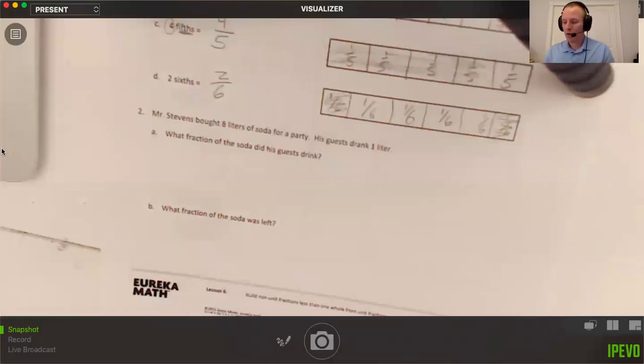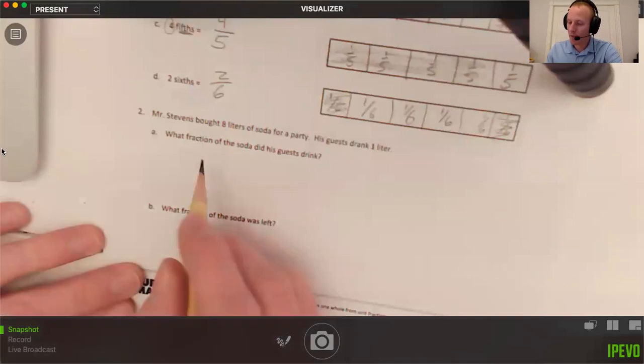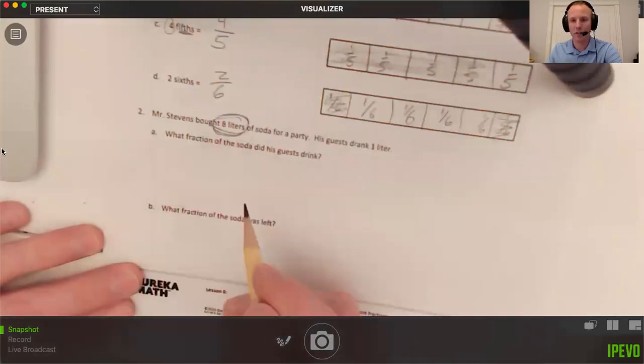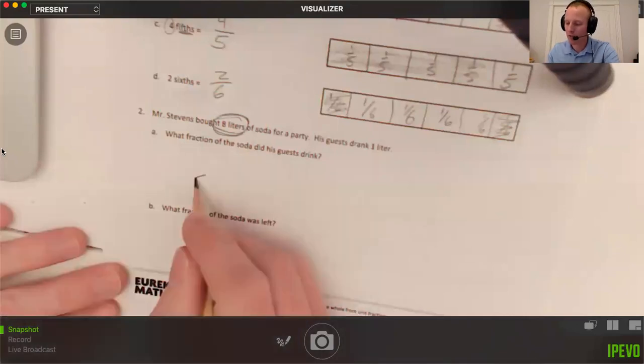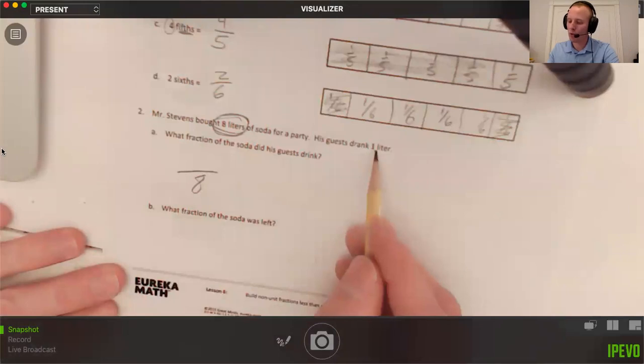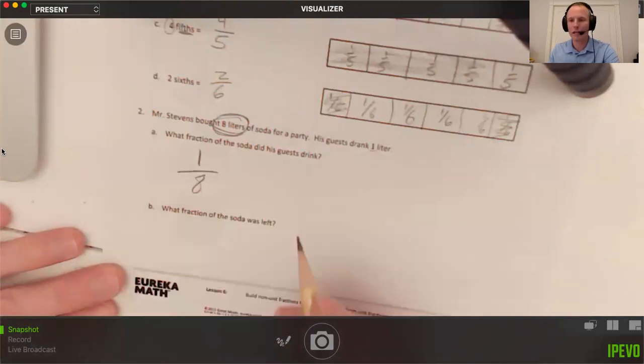So he bought 8 liters. That's our denominator. 8ths is our denominator. That's the total amount, right? The whole amount of soda that he had is 8 liters. So 8 liters. And the people drank 1 liter. So they drank 1/8 of what he actually bought.